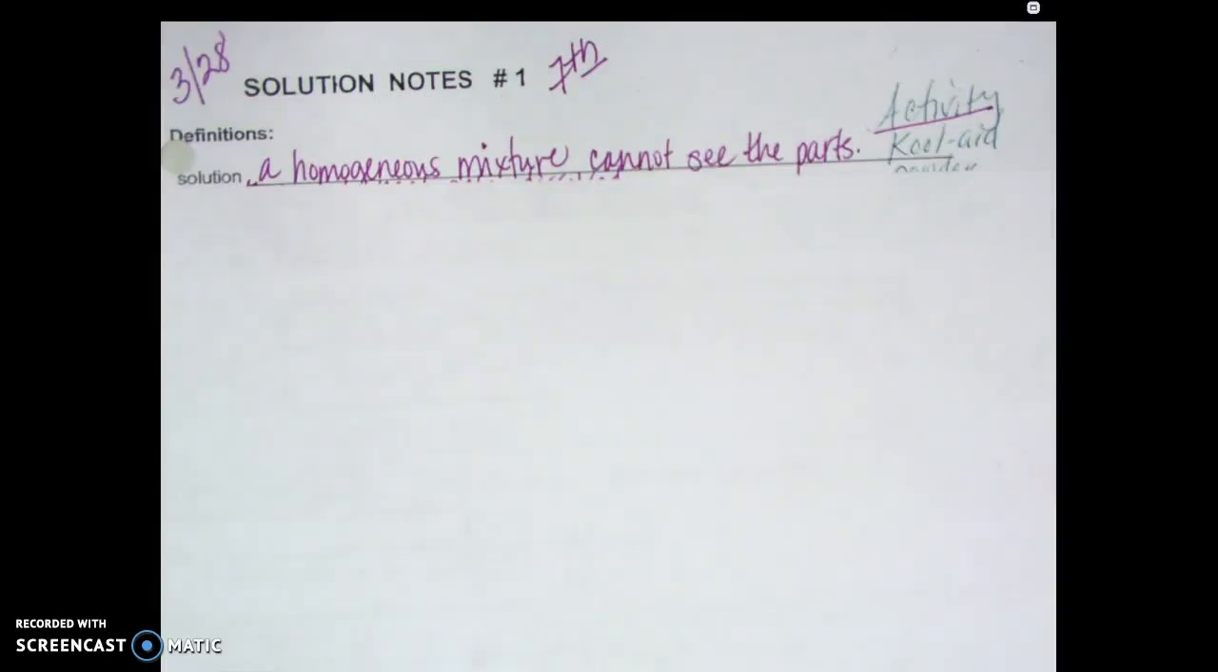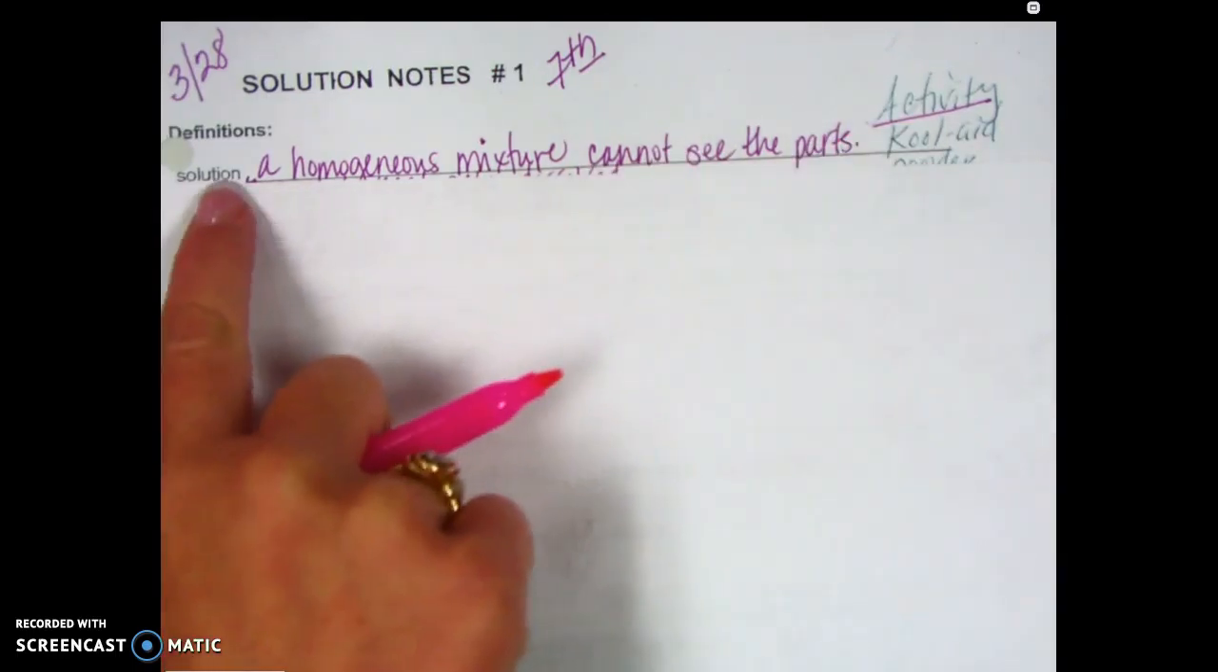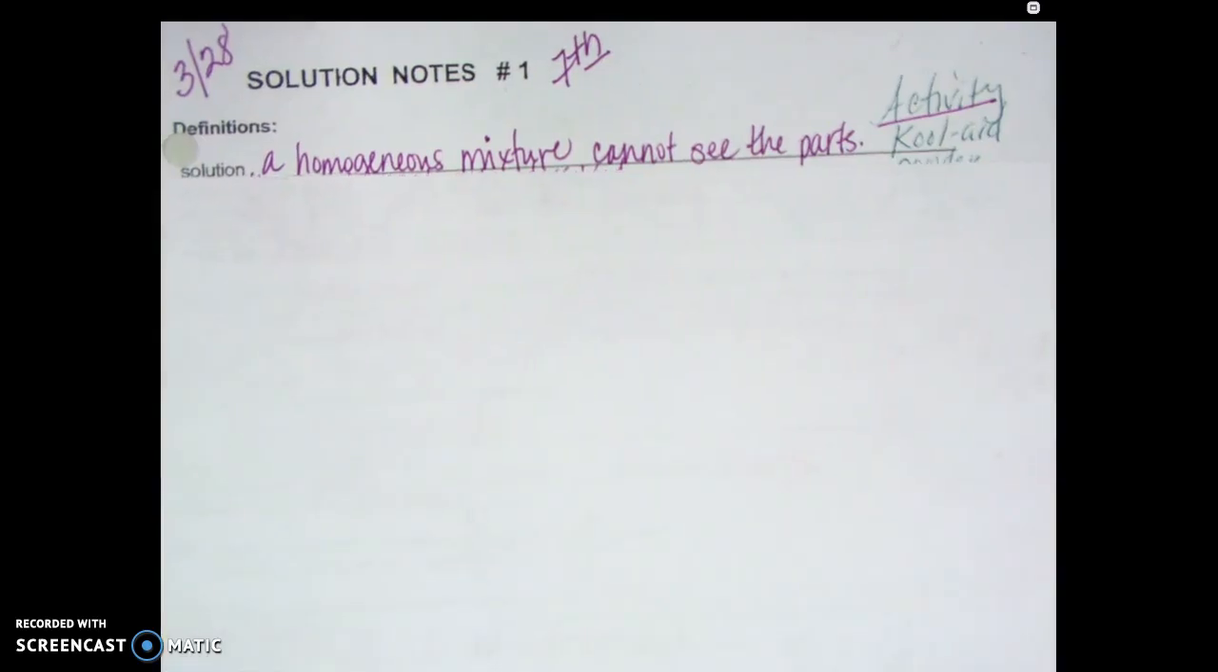This is our solution notes number 1 that we did on March 28th. We did an activity diluting or making a solution of Kool-Aid and water. That's what this information is here, talking about the parts of the activity that go with the definitions. So our first definition is a solution. This is a homogeneous mixture, and you cannot see the parts.